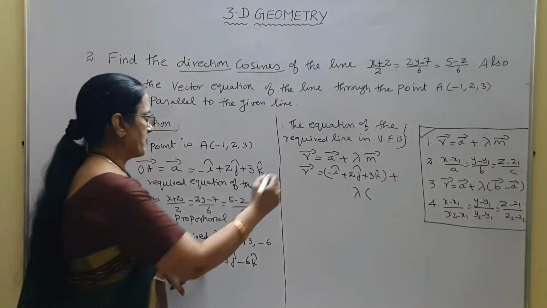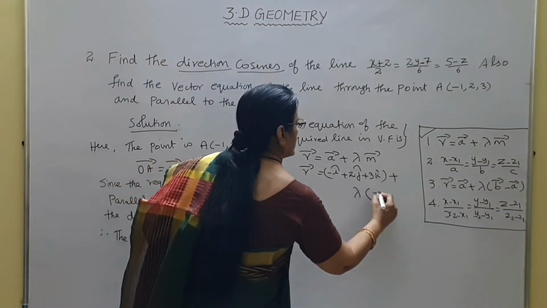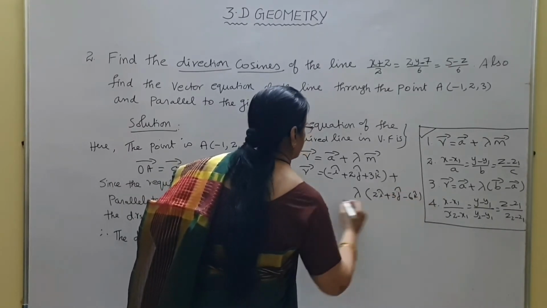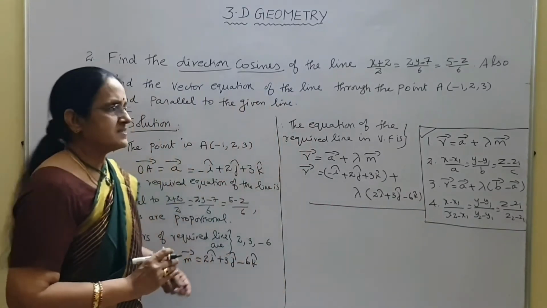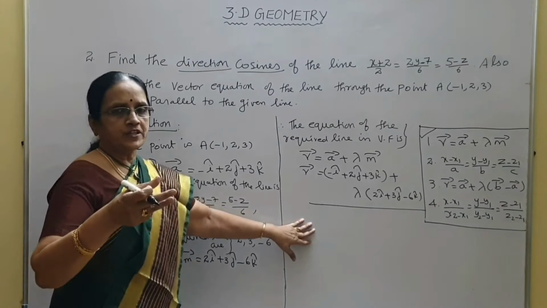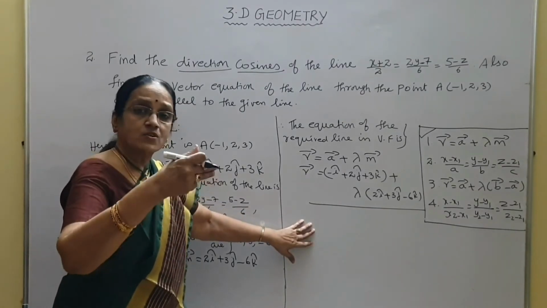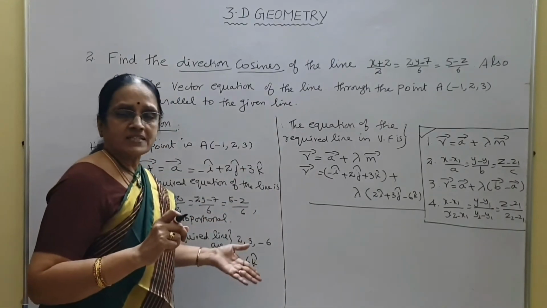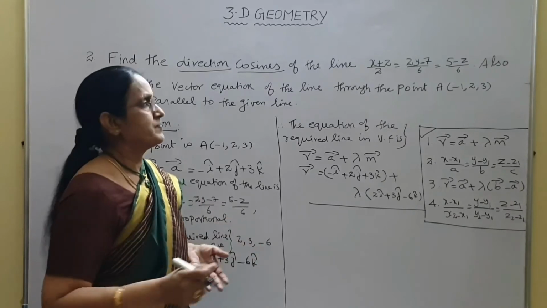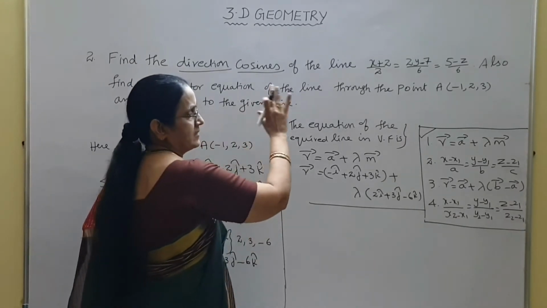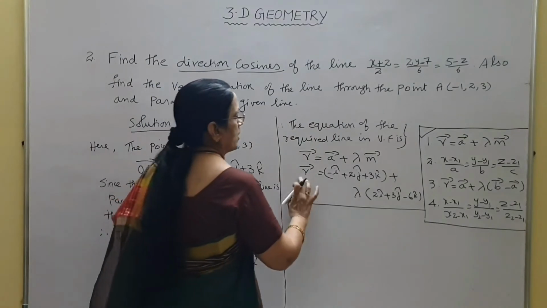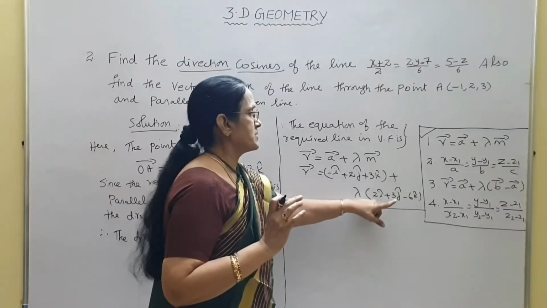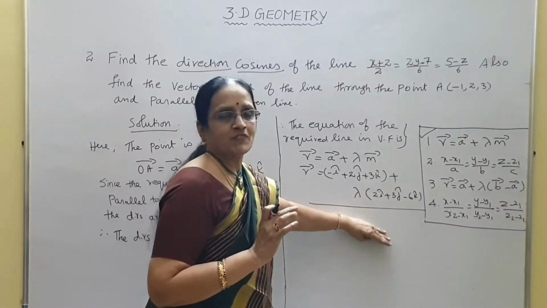So let me write this m vector over here: 2i cap plus 3j cap minus 6k cap. That's all. This is the second part of the question. Finally, you need to conclude your answer stating that the direction cosines of the given line are 2 by 7, 3 by 7, minus 6 by 7. That is what we got. Then, the vector equation of the line is r vector equals minus i cap plus 2j cap plus 3k cap plus lambda times 2i cap plus 3j cap minus 6k cap. That will be your final answer.